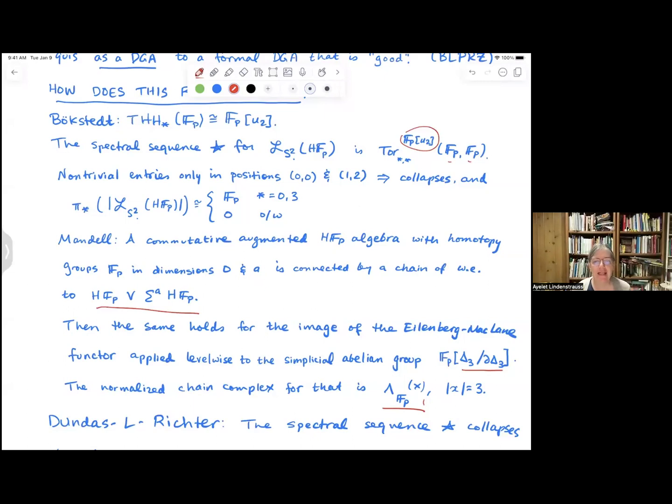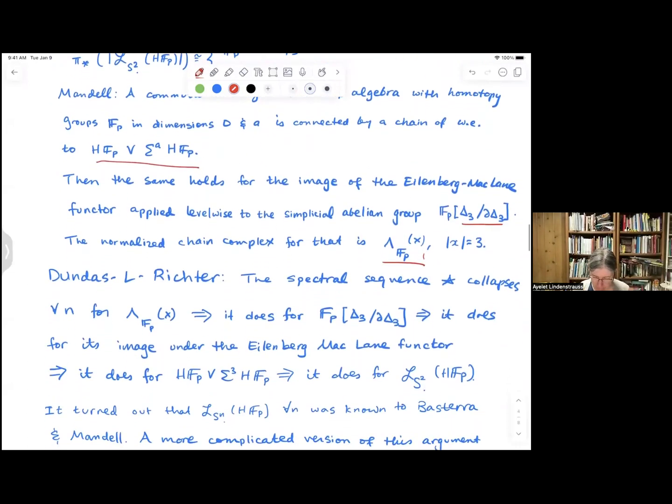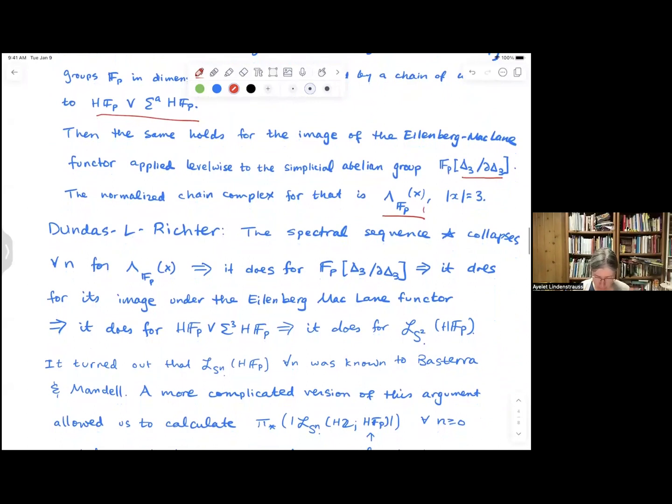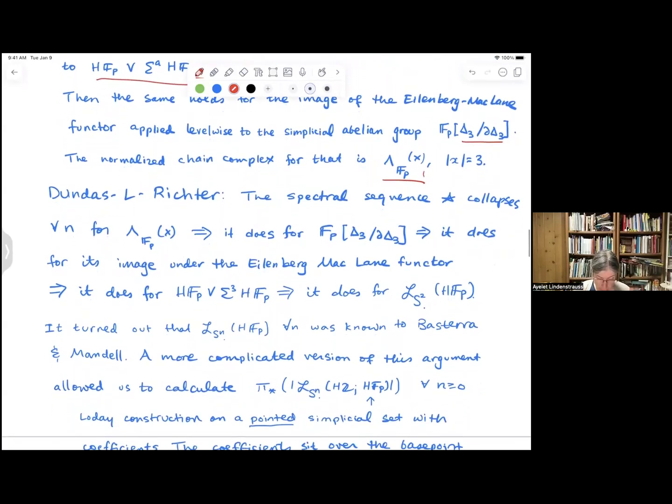And so the spectral sequence collapses for the Eilenberg-MacLane functor, for this, it does for this. And we got all the Loday constructions over all spheres of HFP, but it turned out that Maria Basterra and Mike Mandell already knew them. But we could tinker with this construction and make it slightly more complicated and get the Loday construction over higher spheres of the Eilenberg-MacLane spectrum of Z with reduced coefficients in HFP.